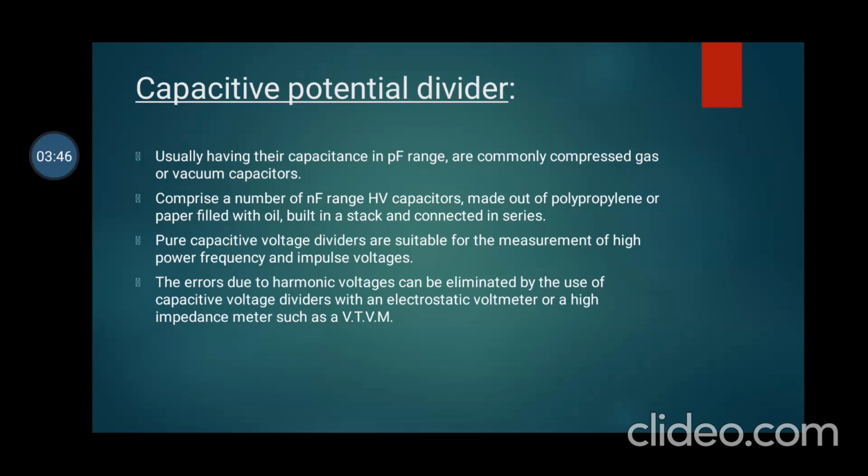These types of voltage dividers are suitable for the measurement of high power frequency and impulse, that is nothing but the sudden voltages. The main point for using these types of potential dividers is that the errors produced due to the harmonic voltages can be eliminated by the use of capacitive voltage dividers. With the use of electrostatic voltmeters or high impedance meters, means meters with high input impedance which draw almost no current through the meter while testing a circuit, such as VTVM, that is nothing but the vacuum tube voltmeter.